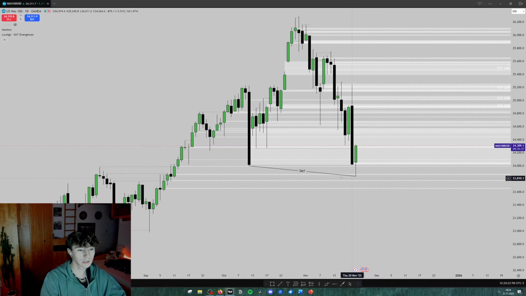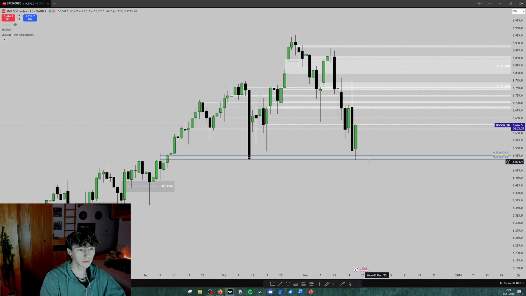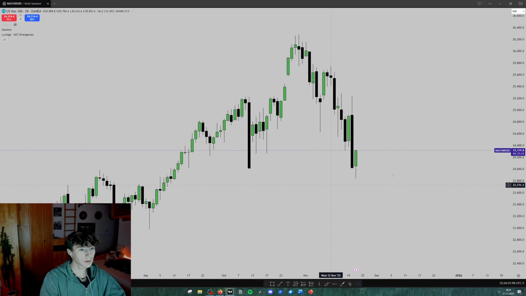On NQ, we did take out the low right here. On ES, we did not, as you can see right here. Still reacting off the quadrants of the daily wick right here. And yeah, so now back to NQ.